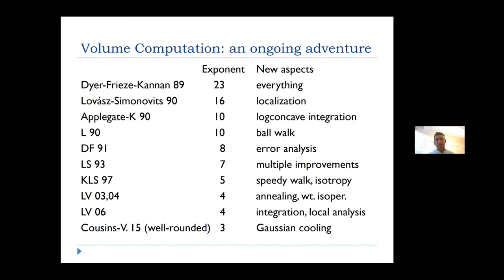So in other words, it doesn't have to be the entire body, most of the body. More precisely, we say that a body is well-rounded if it contains a unit ball and is mostly contained, let's say half of the body is contained in a ball of radius order of square root n. That's what well-rounded means, and we'll see that again.